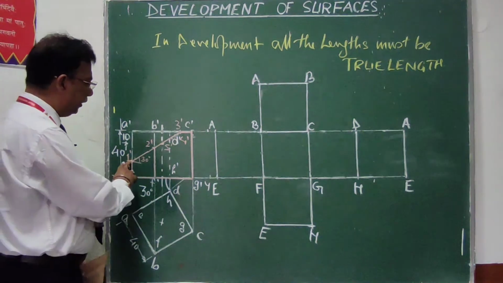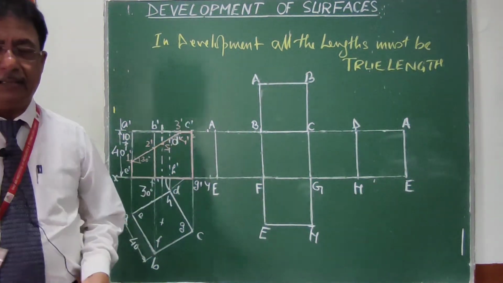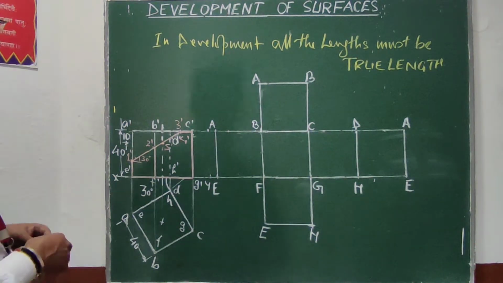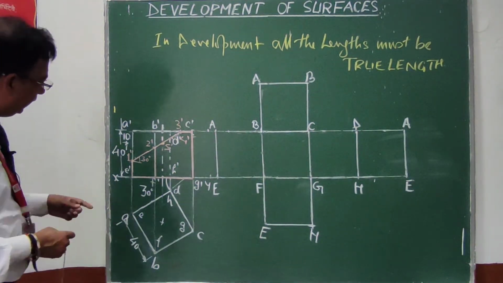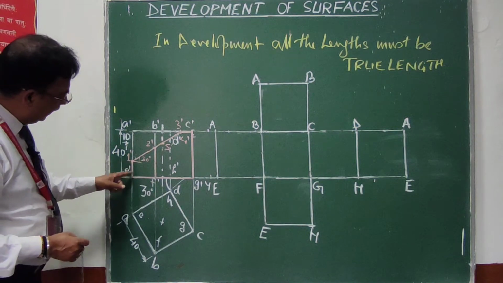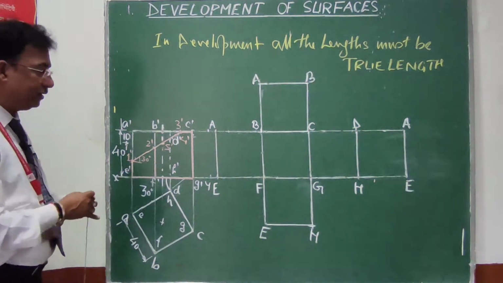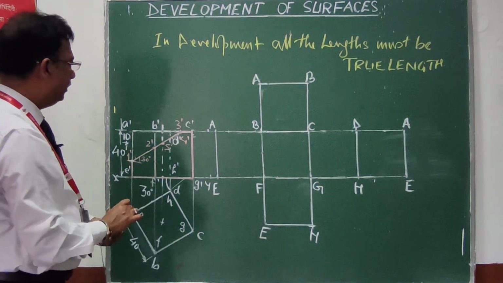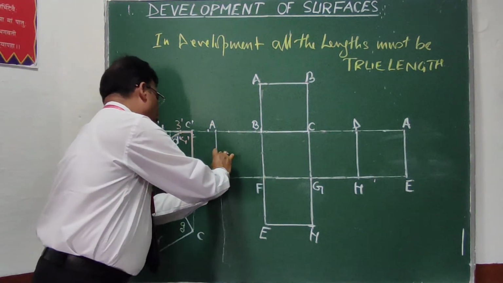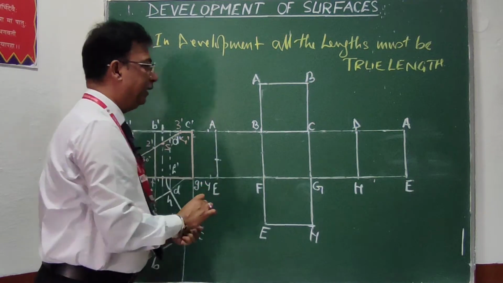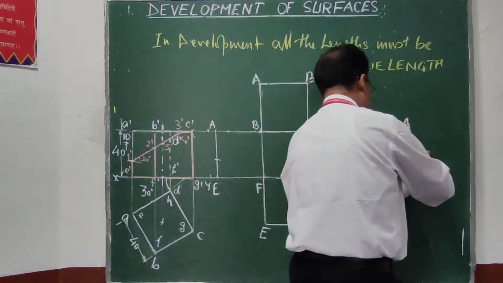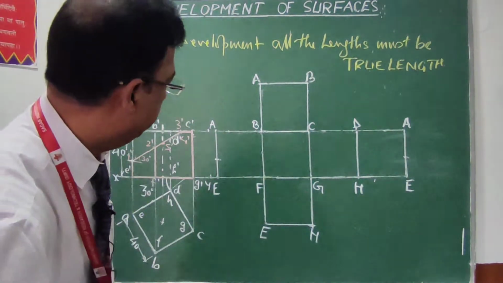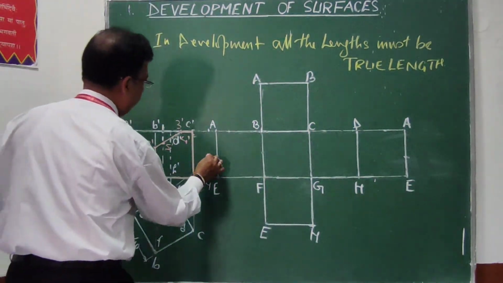So now I am going to shift these points in the development. Again the method will be very simple. I am interested in the true length. As you see in this figure, this 1 dash from the bottom will be the true distance. So if I pick this 1 dash distance, this 1 dash will be on the line AE. So on the line AE, I will get 1 dash. AE will be twice there, so I will get the point 1 dash 2 times. So this is my point 1 dash.